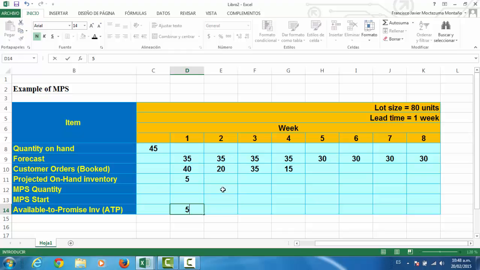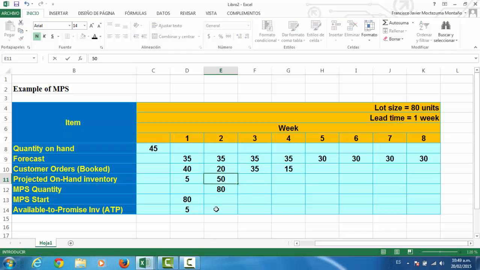Now, for next week, we need to ask for an order for a lot size. In this case, 80 units. We will receive these 80 units on week number 2 because of the lead time, 1 week. Now we have 80 units and the previous on-hand inventory, 5 units, so we have 85 units, minus the maximum number, 35. So we will get on inventory 50 units.